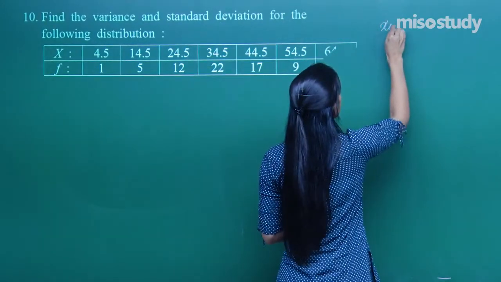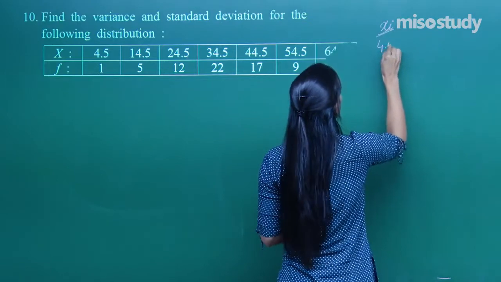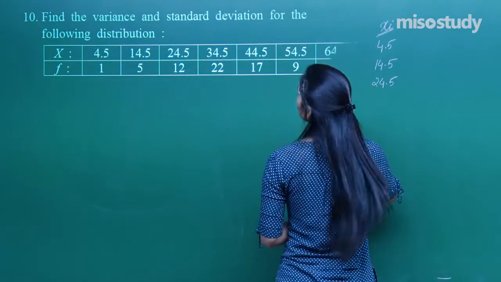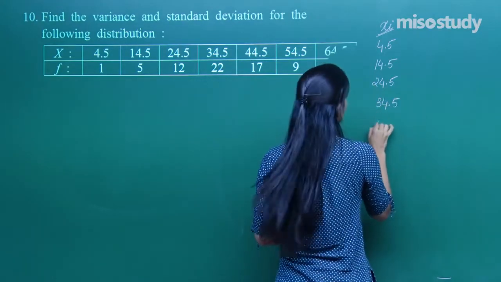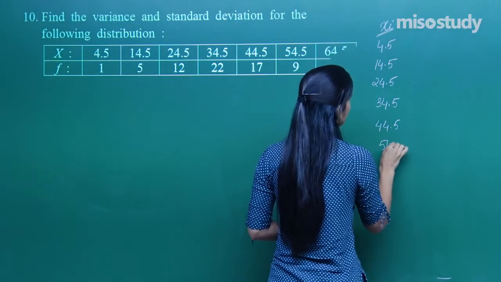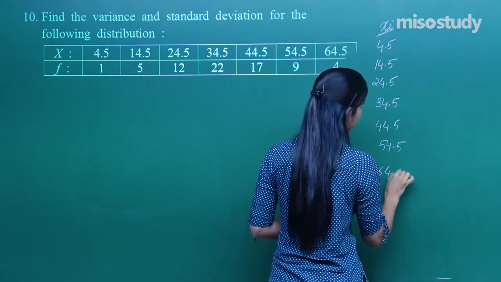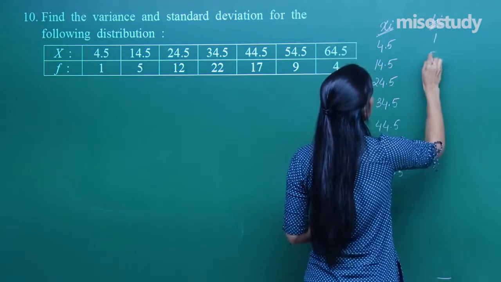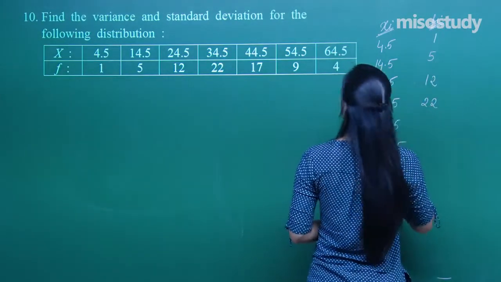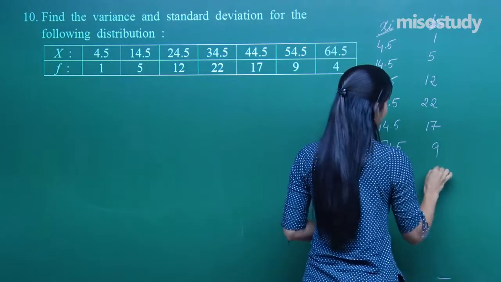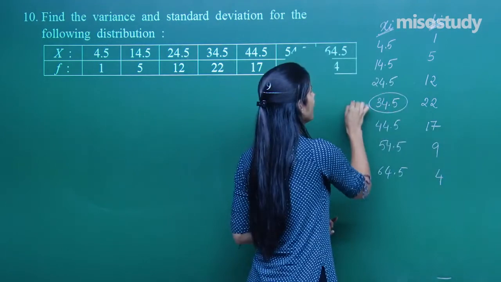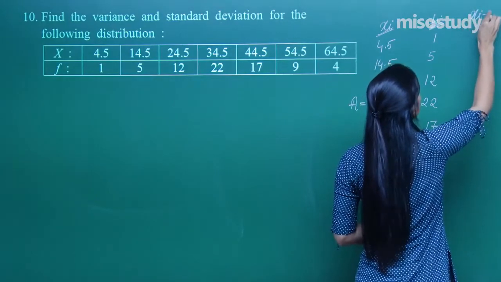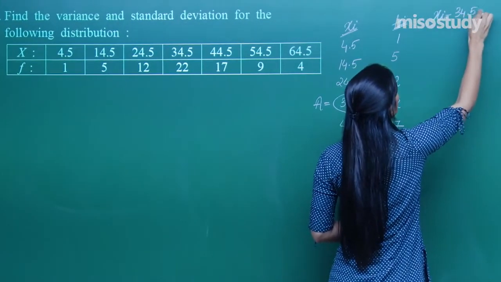So I have xi with me as 4.5, 14.5, 24.5, 34.5, 44.5, 54.5 and 64.5. And I have corresponding fi's with me as 1, 5, 12, 22, 17, 9 and 4. I prefer to choose the central value 34.5 as my assumed mean, and I wish to then evaluate xi minus assumed mean. This is my di.